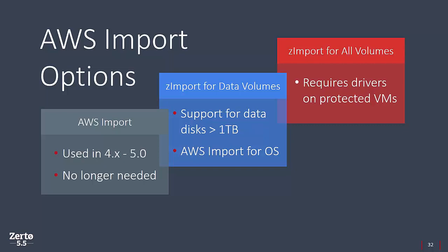If you really want true speed and you want to take it to the next level, you can move to Z importer for all volumes. Now, this requires a driver on the protected VMs, but it will also do the OS as well as the data disks, and also continues to support greater than 1 terabyte data disks as well. So if you have large volumes with tight recovery time objectives that you want to minimize, really Z import for all volumes is the way that you're going to go.